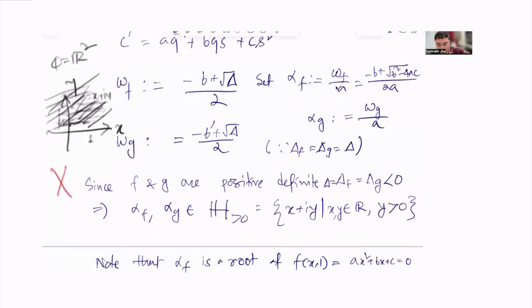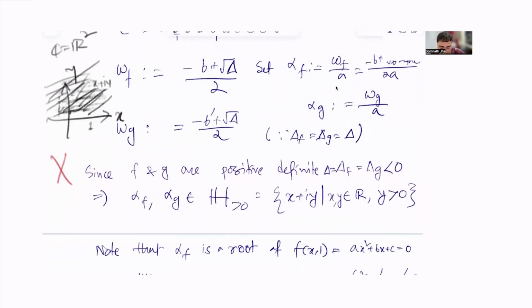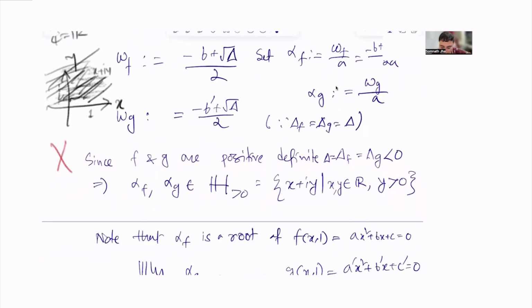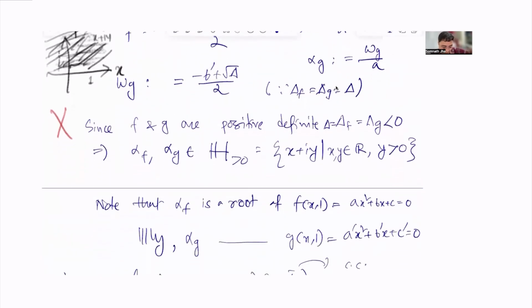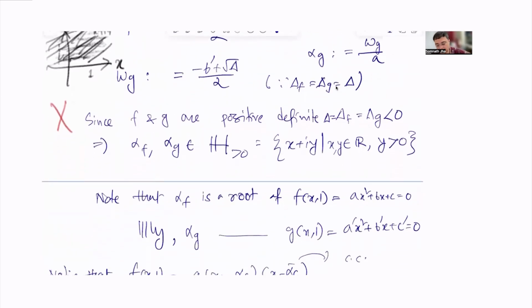So alpha F is obviously a root of x square plus bx plus c, which is f of x1, right? Similarly, alpha G is the root of g of x1, which is a prime x square plus b prime x plus c prime equal to 0. And what is f of x1? Since it has integer coefficients, if one root is alpha F, then the other root has to be the complex conjugate, alpha F bar. Complex conjugation takes z to z bar, x plus iy going to x minus iy.